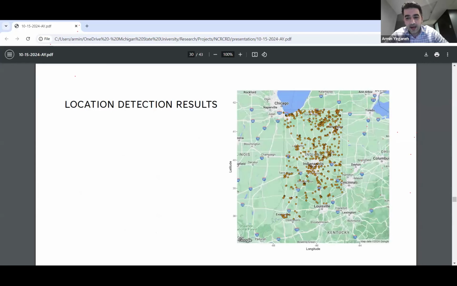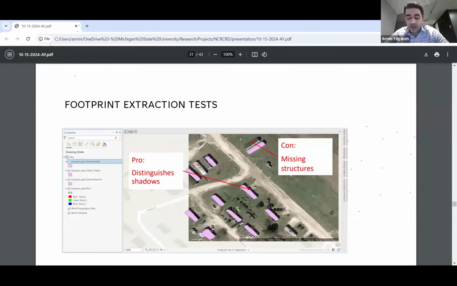Once we identified the locations of manufactured housing communities, we just mapped them on the surface of the Earth. And this is how it looks when we look at the position of manufactured housing communities across the state of Indiana. The next step was to focus on each community and try to extract the footprints and the structures and delineate the boundaries and things like that.